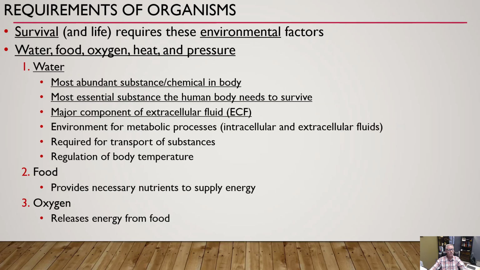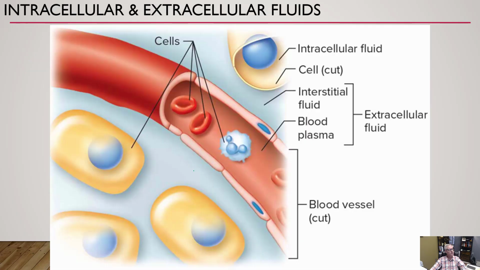All right, requirements of organisms. In order to survive, what do we need? We need water, food, oxygen, heat, and pressure. Water is going to be the most abundant substance or chemical in the body. And we need water in order to survive. It's going to be the major component in the extracellular fluid. And I'm just going to skip here.